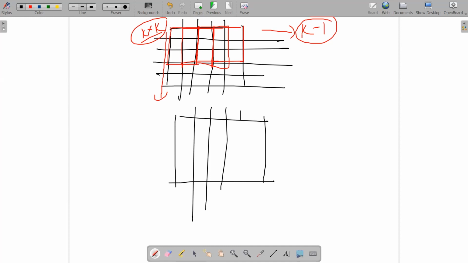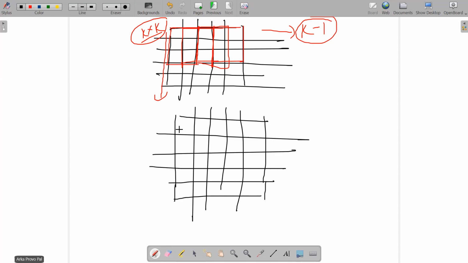Okay, if there are 1, 2, 3, K minus 2. Yeah, K minus 2. See here, first board here. Okay, let me draw it in red. First board is here. Then second board can be here. Then third board can be here. In total of how much? K minus 2 boards we can have.